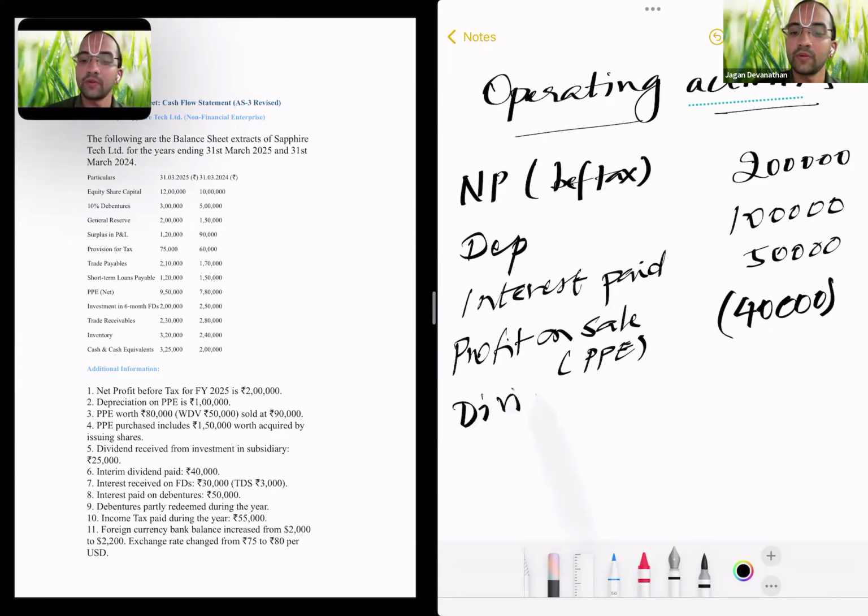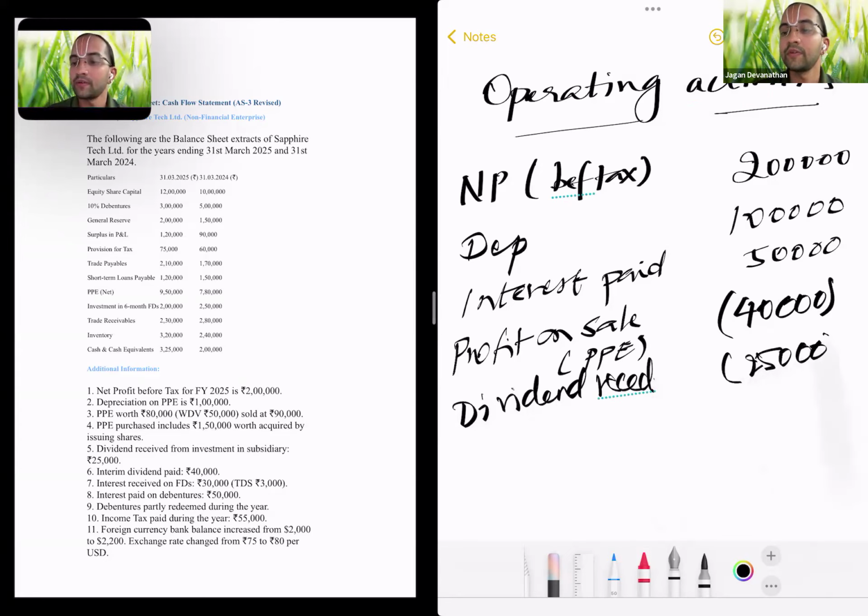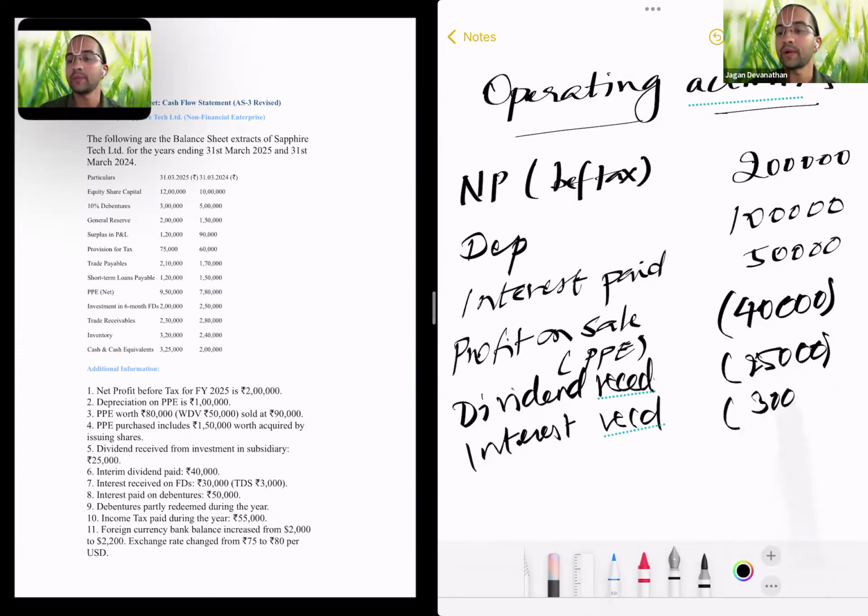Then dividend received. Dividend received is non-operating income. It would have been a part of profit, so you subtract it. Next is interest received. Same again. Interest received 30,000, which will be subtracted.